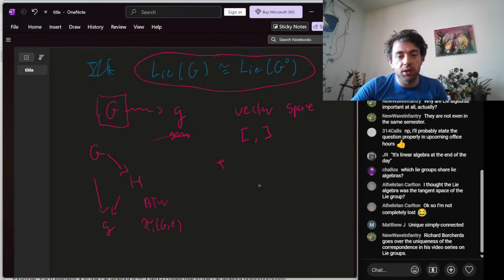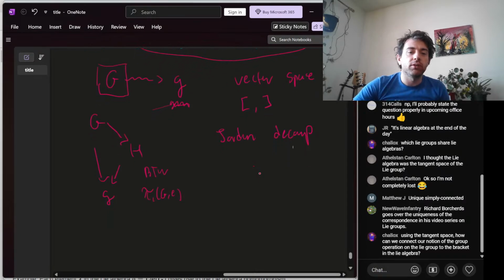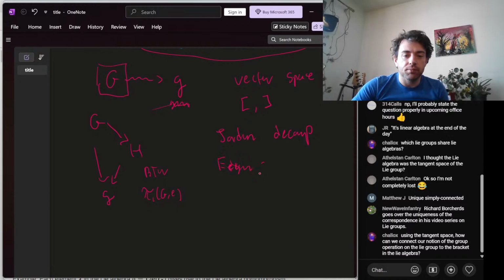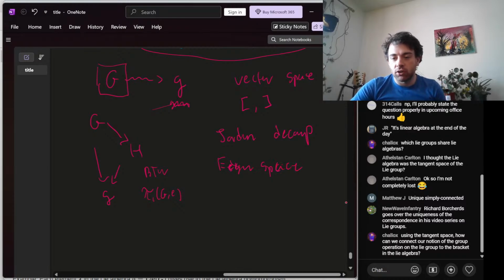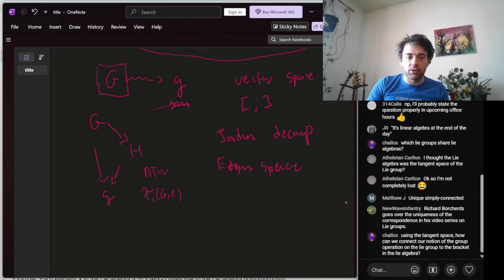Some big things that are important: Jordan decomposition is a theorem of fundamental importance, as well as doing stuff with eigenspaces and generalized eigenspace decompositions. Using the tangent space, how can we connect our notion of the group operation on that Lie group to the Lie bracket in the Lie algebra? Amazing question. Let me get to that in a second. Fantastic question. They are super related.